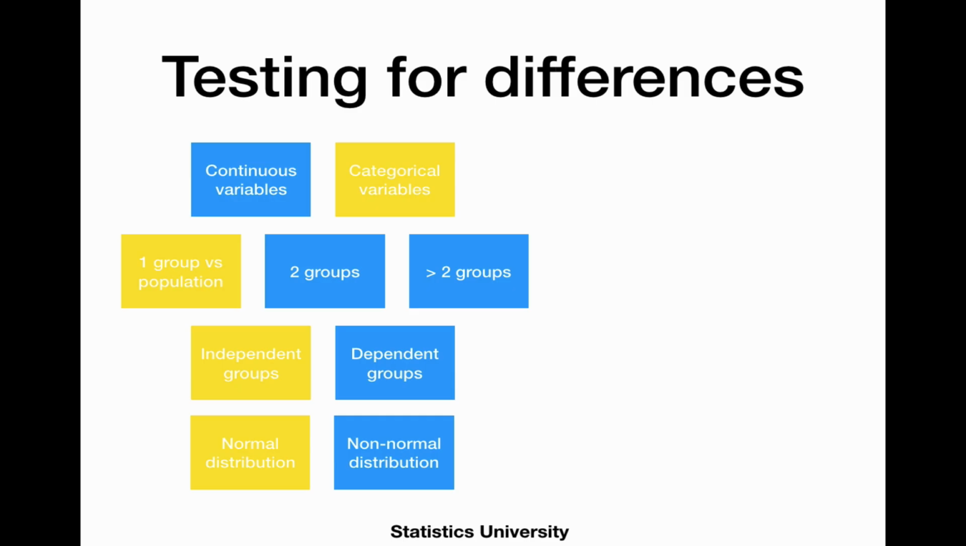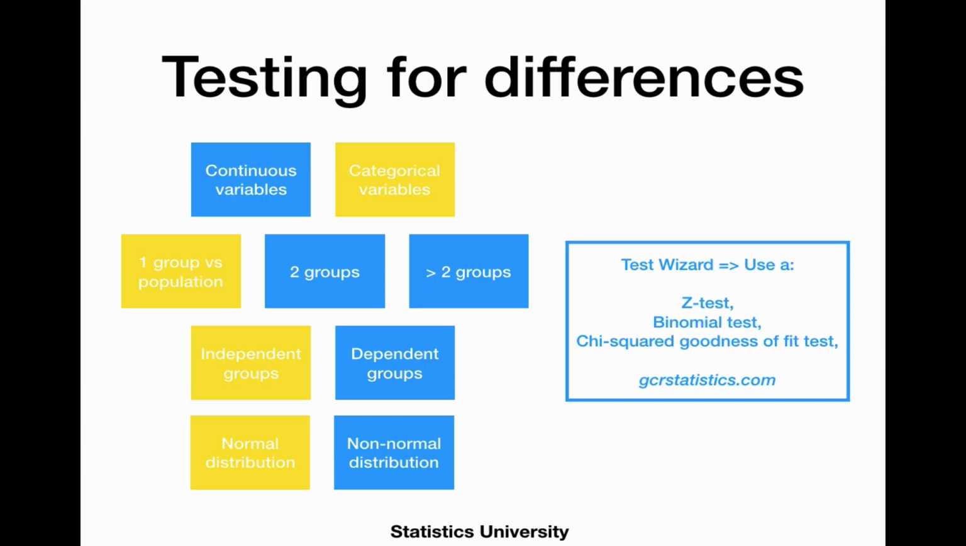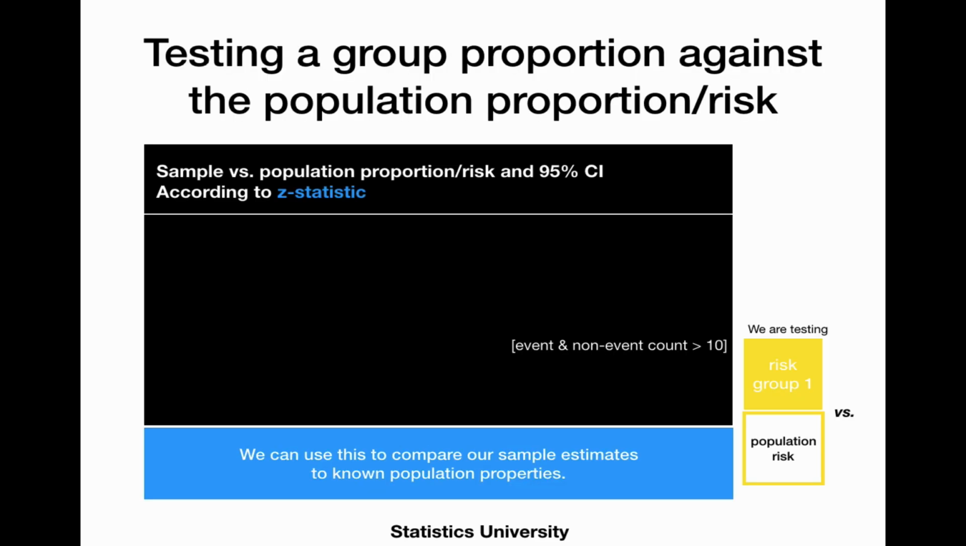We can also test whether a sample proportion estimate is different from a known population value. And we can do that with the z-test, a binomial test, or a chi-squared goodness of fit test. And this is how we do it. We use the standard error formula that I've just shown you, as well as the 95% confidence interval construction. And the z-test is the sample proportion minus the known population proportion value divided by the standard error, and that will give you a z statistic.